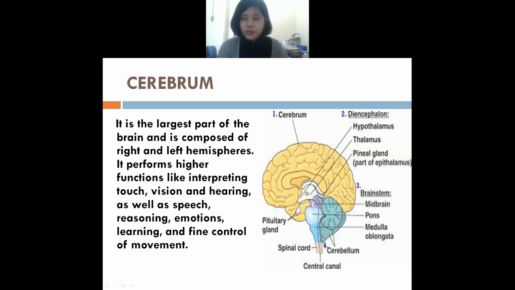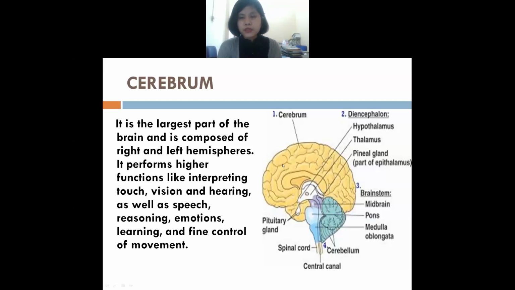Next is vision and hearing. So with the help of the cerebrum, you are able to see as well as you are able to hear. And also speech, like you are able to speak. I'm able to speak now because of what? Because of the cerebrum. Next is reasoning.